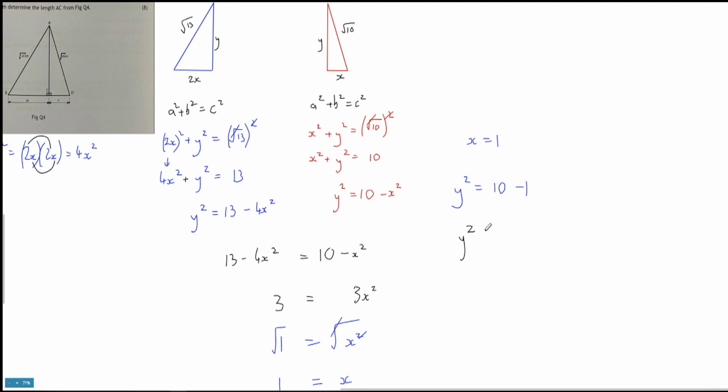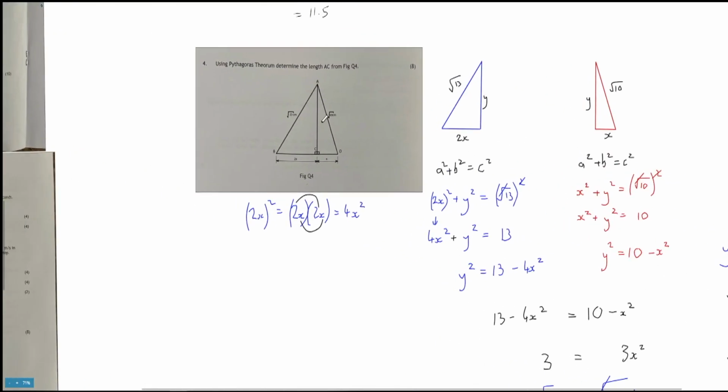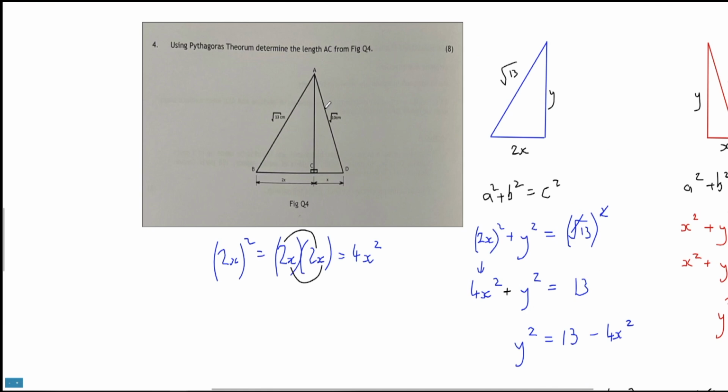You can see where this is going. y squared is equal to 9. Square root both sides, we get y is equal to just 3. Again, it should be plus and minus 3, but we can't have negative distances when we're talking about triangles. So it's just positive 3. So the height of AC is 3. It's all in centimeters, so the answer is 3 centimeters tall.